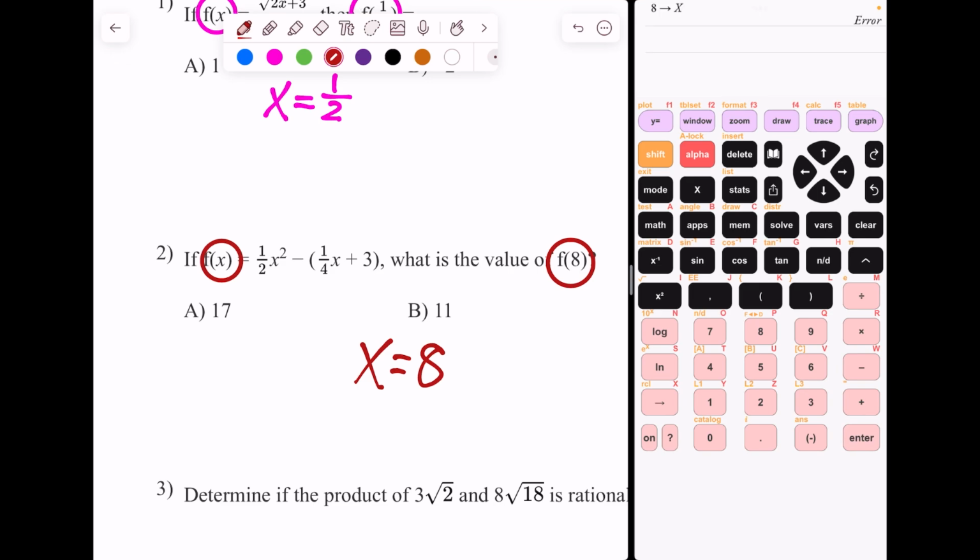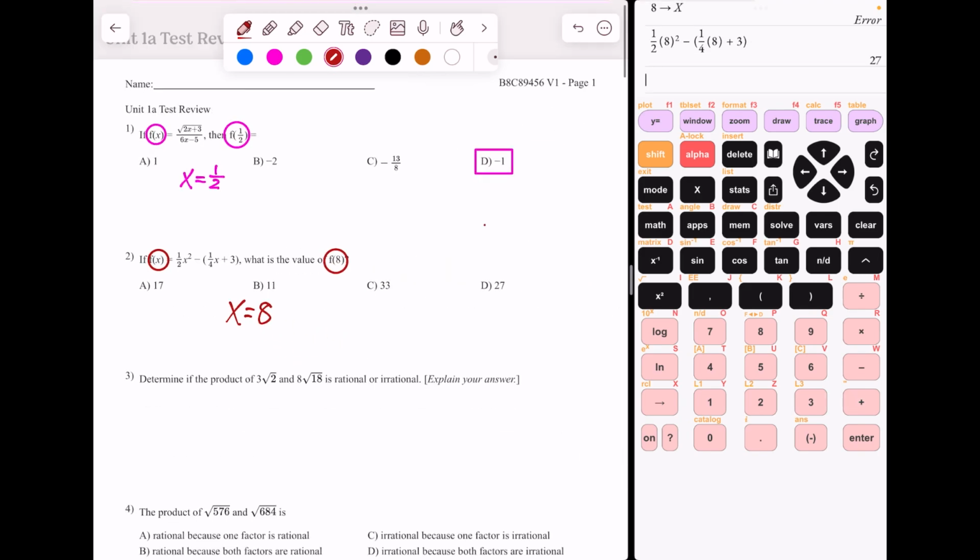The old way that you learned how to do it is anywhere you see x, you would plug in that you know that x is 8 using parentheses. So you'd put 8 squared minus 1/4. Then it says x, but I'm going to replace x with parentheses 8 plus 3 parentheses, and I get 27, which is answer choice D.